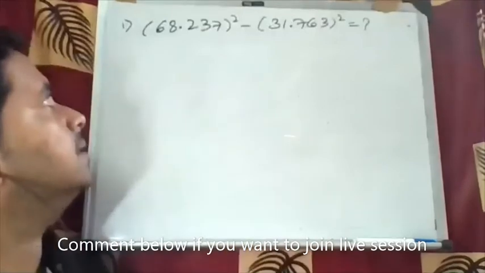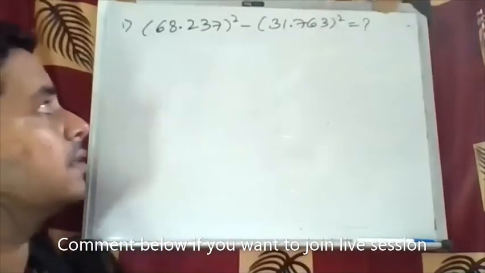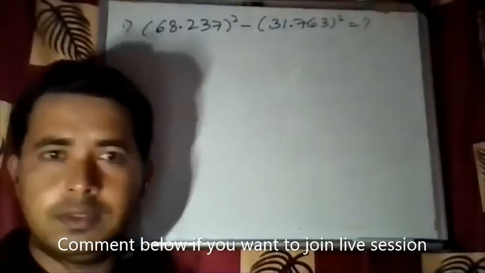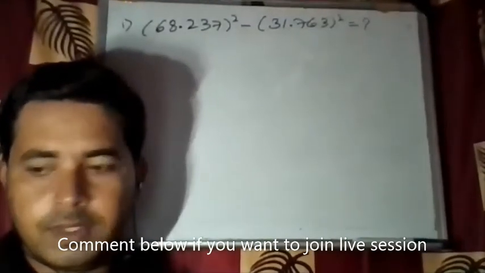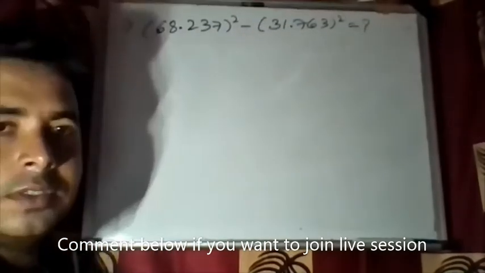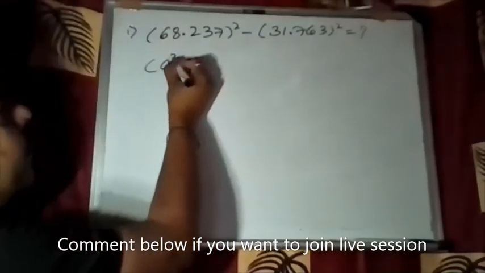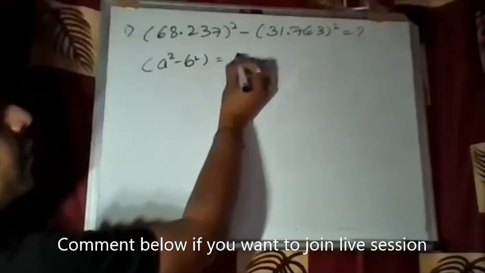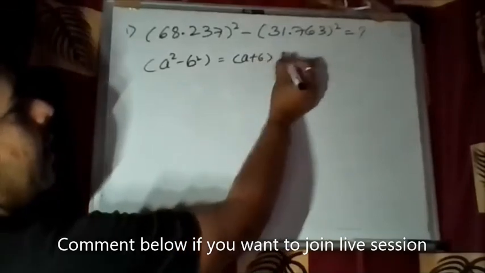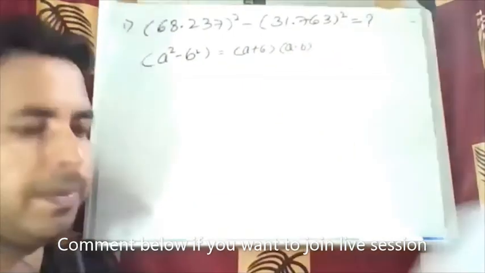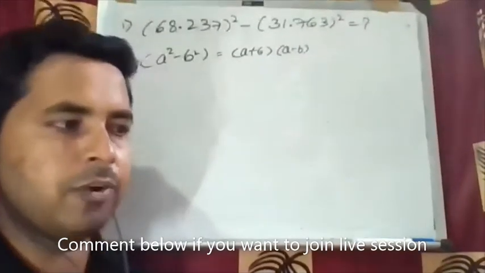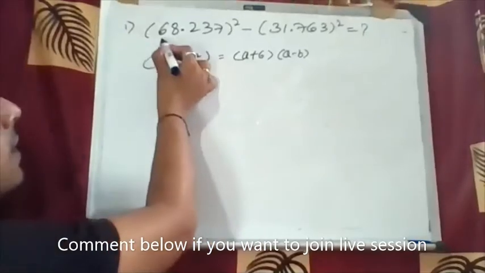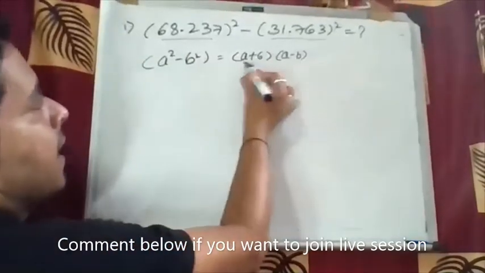I'll give a question like this: 68.237 square minus 31.763 square. You have to find the value of that. We have to use a square minus b square. So what is a square minus b square? a plus b, a minus b. That formula we have to use here. How to use it? Take this as a and this as b, then add and subtract.